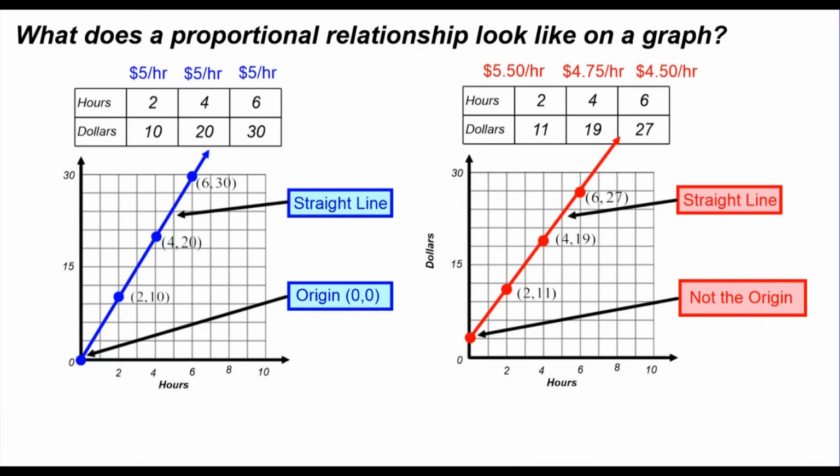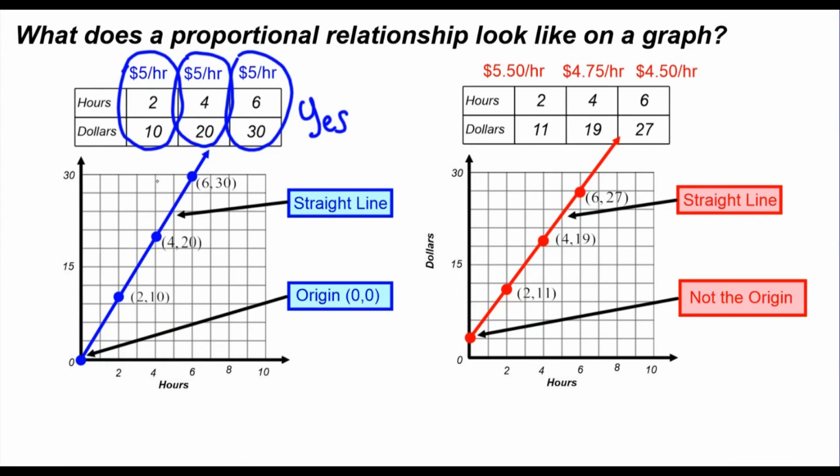So let's take a look at some tables and graphs here of proportional and non-proportional relationships. So what does it look like on a graph? On the left here, I have a table that shows a proportional relationship, and we can see that it's a proportional relationship because we've already learned how to tell that from a table. If we're comparing hours and dollars, every unit rate is $5 per hour. Every one of these ratios is $5 per hour. So we already know that this is a proportional relationship. So let's take a look at what that looks like on a graph.